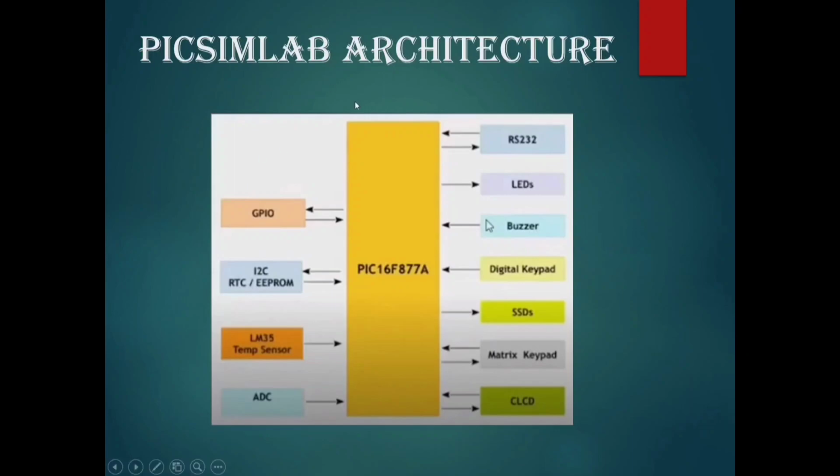And this is the architecture of PICSimLab. The main microcontroller which we are using is the PIC16F877A. And this is the GPIO, general purpose input and output. And these are the RTC and EEPROM. And this is the LM35 temperature sensor. This is the analog to digital conversion. This is the CLCD display, and this is the matrix keypad. And this is the digital keypad, buzzer, LEDs and RS232.